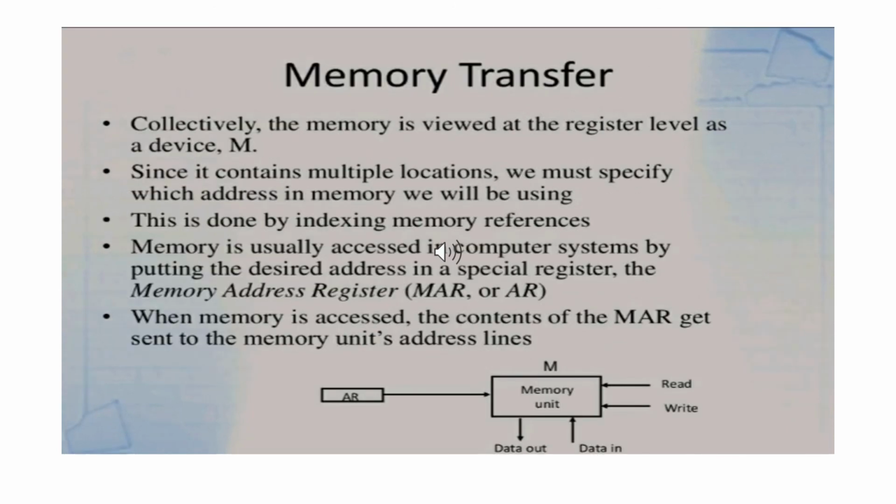Memory transfer. Collectively, the memory is viewed at a register level as a device M. Since it contains multiple locations, we must specify which address in memory we will be using. This is done by indexing memory reference. Memory is usually accessed in a computer system by putting the desired address in a special register, the memory address register. When memory is accessed, the content of the MAR gets sent to the memory unit address lines.